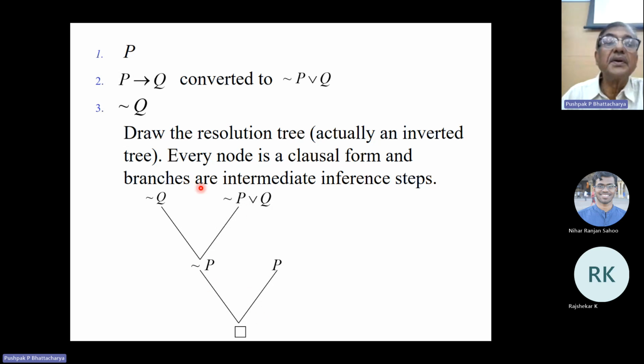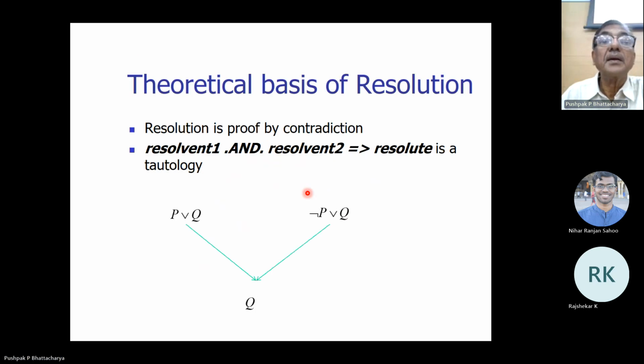Similarly, it is instructive for you to think about the resolution tree of something called the modus tollens rule. Okay, there is also a rule called modus tollens. Modus tollens is: given P implies Q and not Q, you can infer not P. That's called modus tollens. Okay, so create the resolution tree for modus tollens to convince yourself that resolution is consistent with the modus tollens rule also.